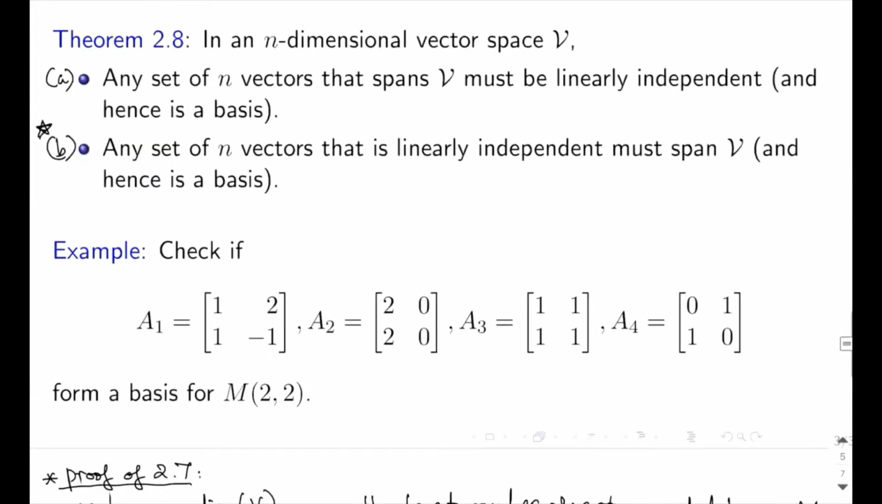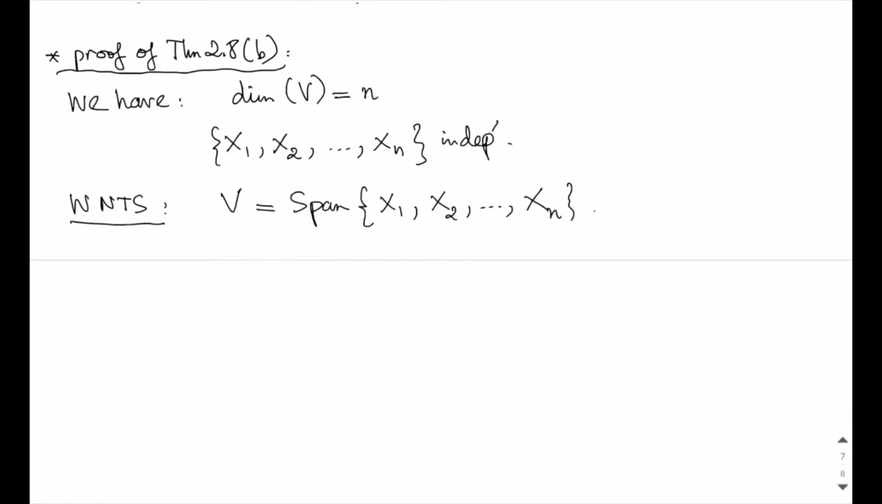Now part B, you will have the dimension of the vector space being n again. You will consider a set of n vectors, say x1, x2, ..., xn, and that set is independent. Now you need to prove that that set must span the vector space. So if you want to prove that V is the span of the n vectors, that means you need to prove that any vector in V is actually just a linear combination of these xi's. Alright, so that's what we are going to prove.